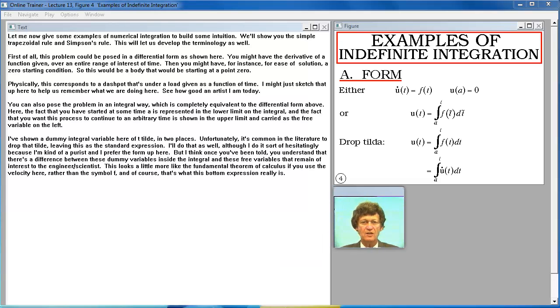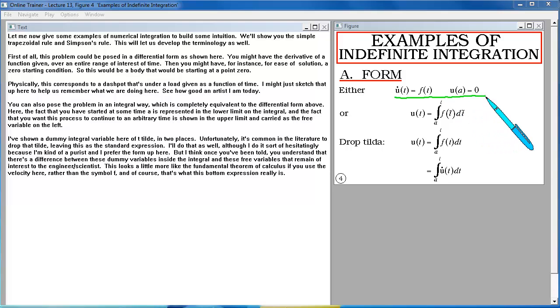Let me now give some examples of numerical integration to build some intuition. We'll show you the simple trapezoidal rule and Simpson's rule. This will let us develop the terminology as well. First of all, this problem could be posed in a differential form as shown here.